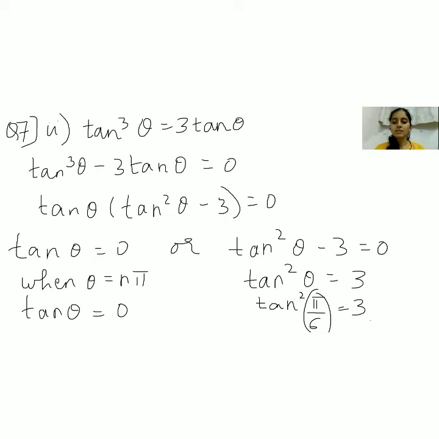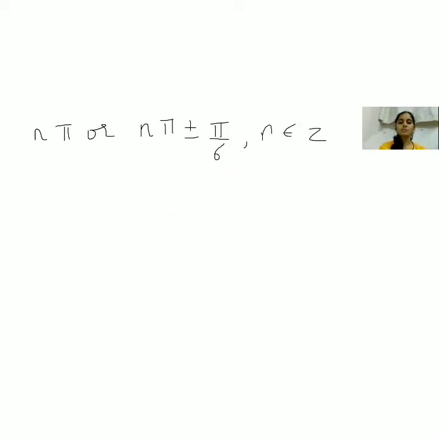So how will we write the generalized solution? We'll write n pi, or we can write it as n pi plus minus pi by 6, where n belongs to z. For a square function of tan, the generalized solution is given by n pi plus minus alpha. Your alpha is pi by 6 or alpha is n pi. So this is the generalized solution for question 7, second one.